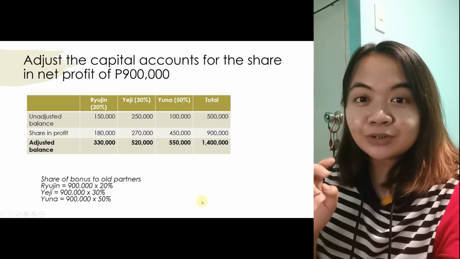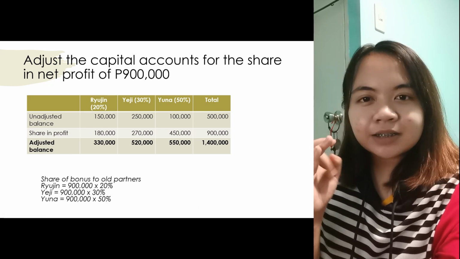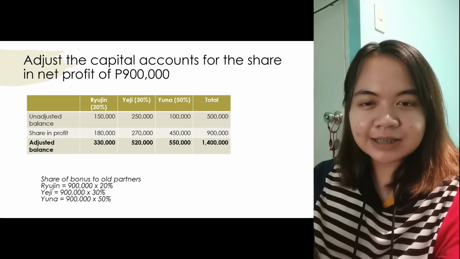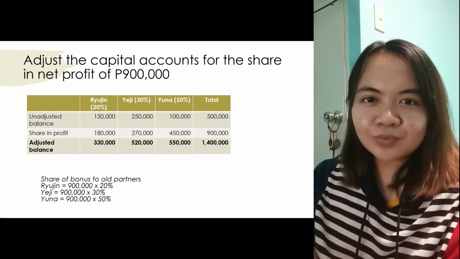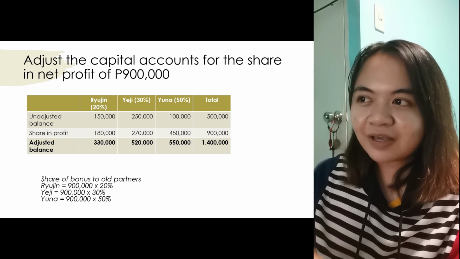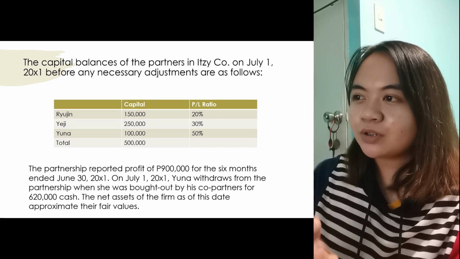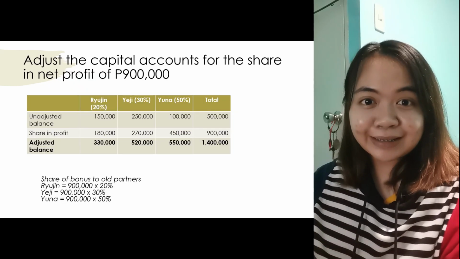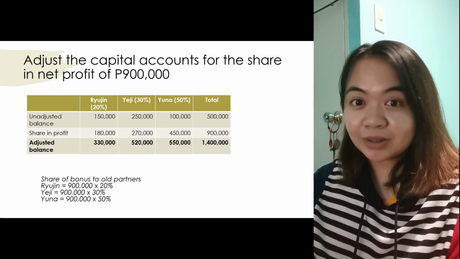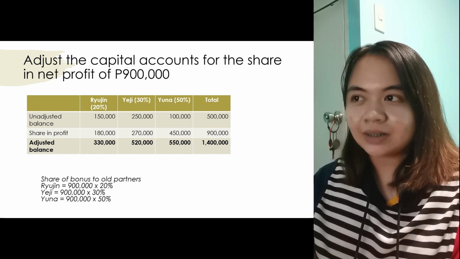Dahil binili ni Ryujin at Yeji, bought out kasi, ni Ryujin at Yeji, yung capital ni Yuna na 550, binili niya for 620. Okay, Yuna withdraws from the partnership bought out by co-partners for 620, kasi hindi ka naman papayag na umalis ka sa partnership if 520 or below ang binayad sa iyo. Kaya ang binayad sa kanya is mas malaki, 620.